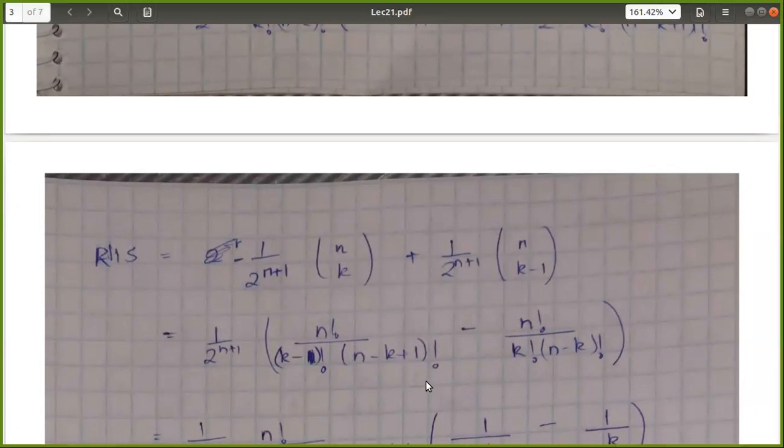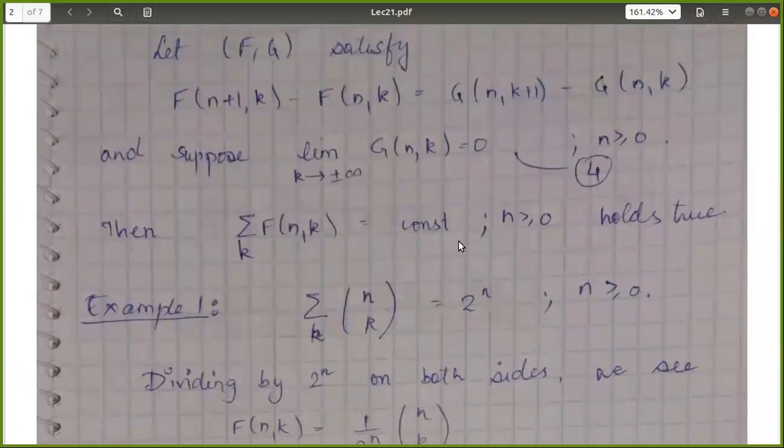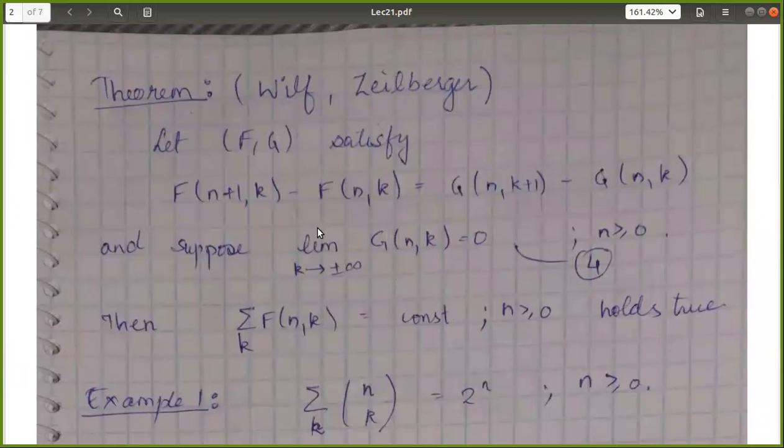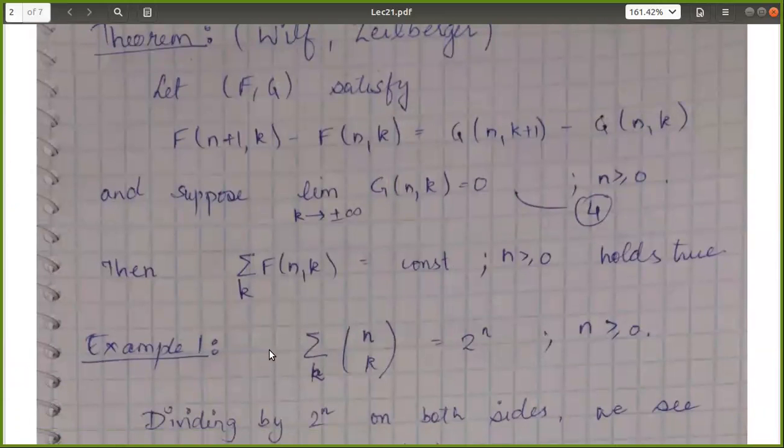What we have done is just to see the application of this particular theorem. From this theorem, we have so far arrived at the conclusion that the summation over k of F of n,k is a constant. We have not yet arrived at the place that the summation of this thing is actually 2 raised to n. I am not claiming that. We're just saying that the summation of n choose k divided by 2 raised to n is some constant. That is what we have arrived at.